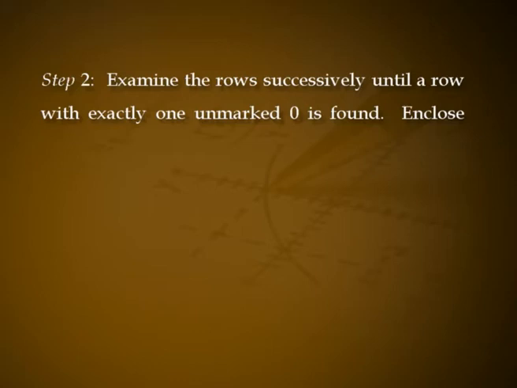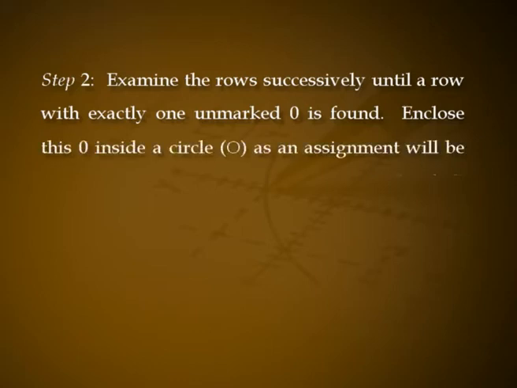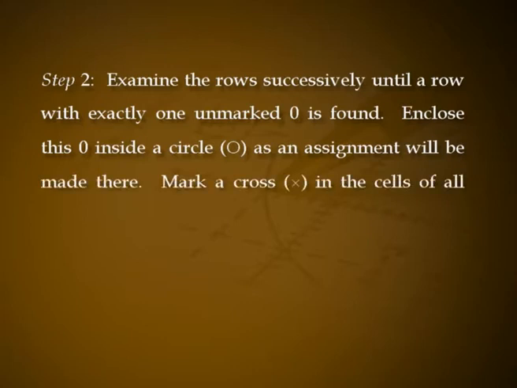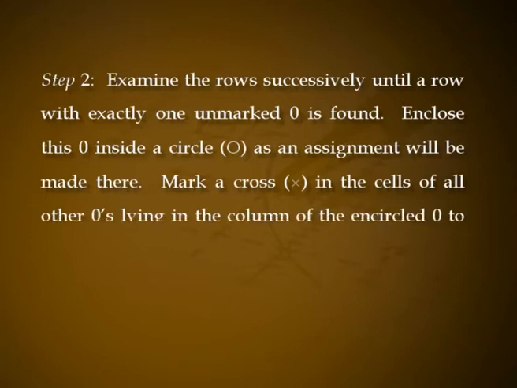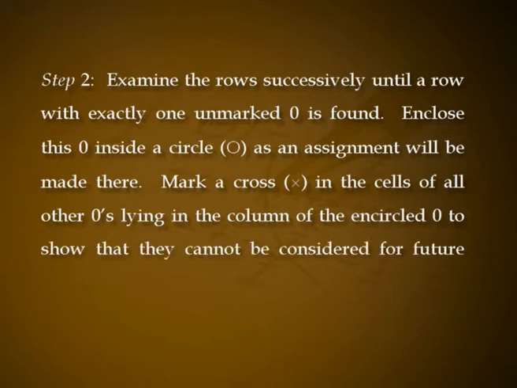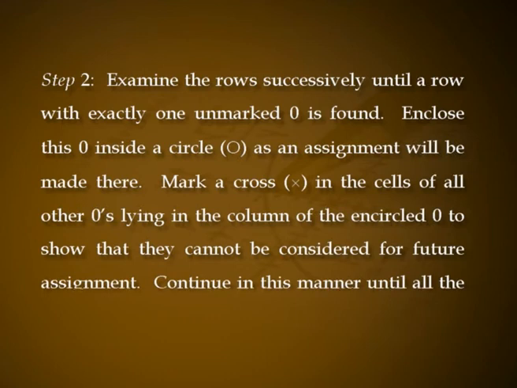Step 2. Examine the rows successively until a row with exactly one unmarked 0 is found. Enclose this 0 inside a circle as an assignment will be made there. Mark a cross in the cell of all other zeros lying in the column of the encircled 0 to show that they cannot be considered for future assignment. Continue in this manner until all the rows have been taken care of.